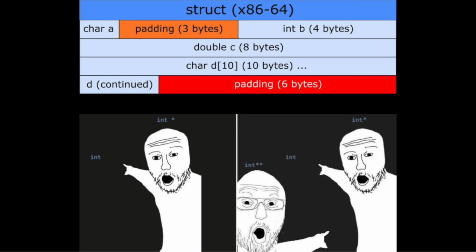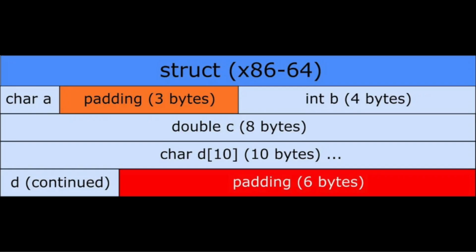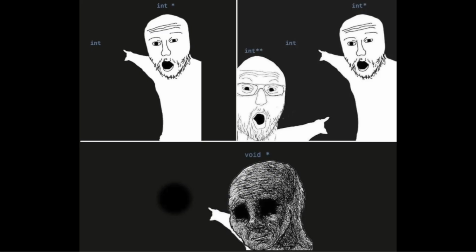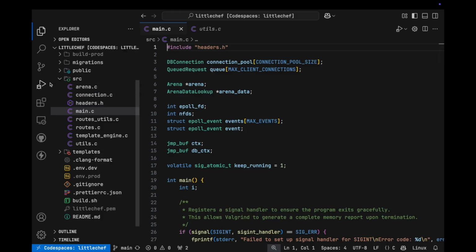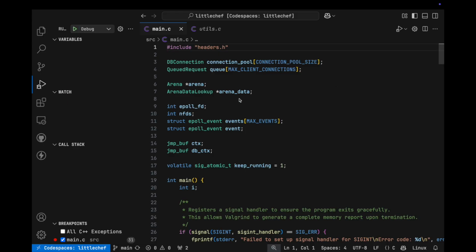To follow along with this video, it's important to understand these two key concepts in C: structs and pointers. Structs provide the program with information about how blocks of memory should be interpreted, and pointers are variables that store memory addresses. Now let's run the program with the debugger to see how everything fits together.